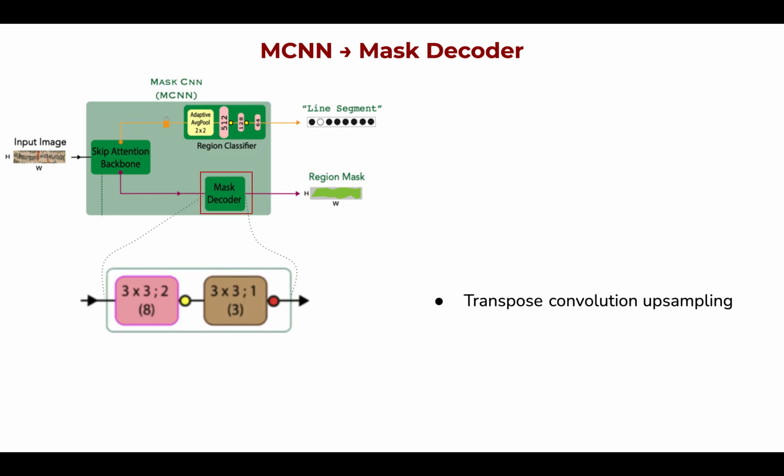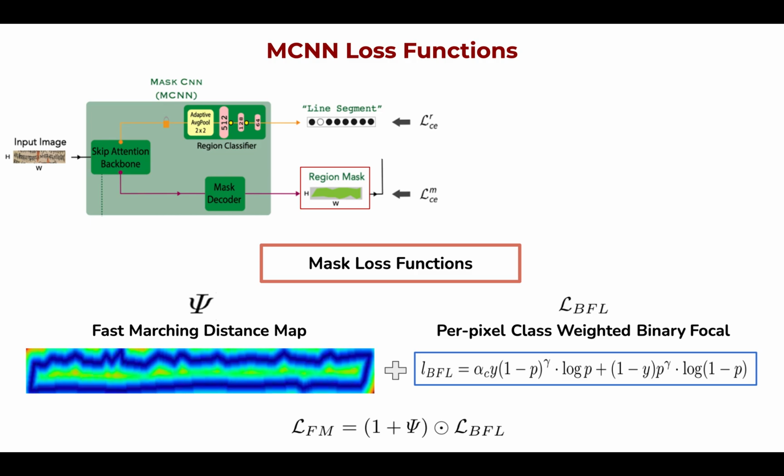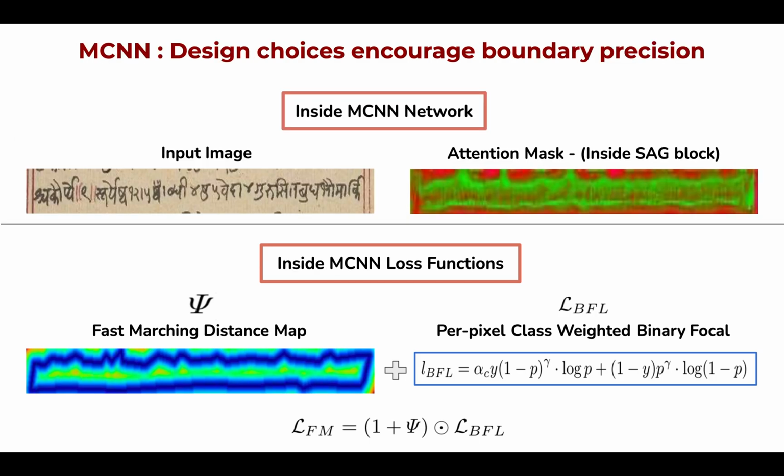The final set of features generated by skip connection-based attentional guidance are provided to the mask decoder network, which outputs a region mask binary map. A fast marching distance map is used to guide the region mask optimization to be more boundary aware. The map is used along with per pixel class weighted binary focal loss to improve robustness. Overall, our choices within the MCNN encourage the generation of good initial boundary estimates. Such estimates decrease the task complexity for subsequent boundary refinement tasks.